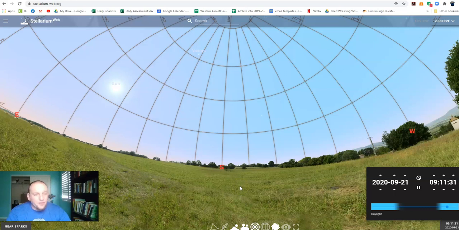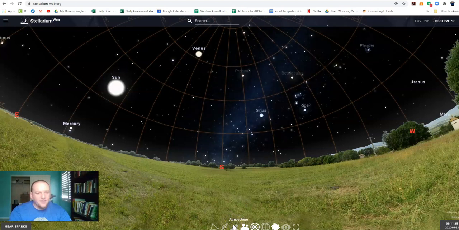Now, I don't know about you, but for me, it's a little hard to see the sun here. So what I'm going to do is turn off my atmosphere. So now I'm seeing my sun and the background stars behind it. Now the sun's really clear. Obviously, this is an unrealistic view. We wouldn't see those other stars during the day.